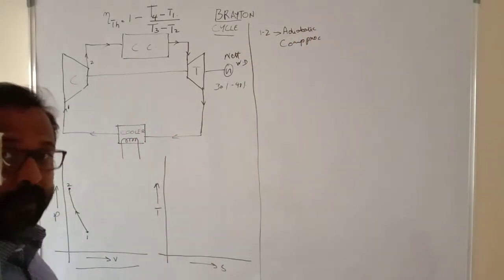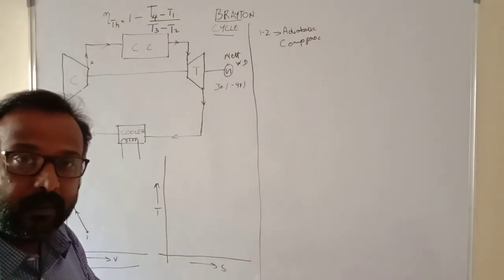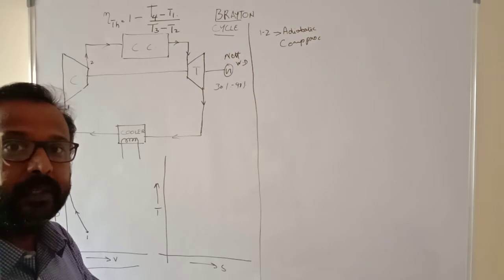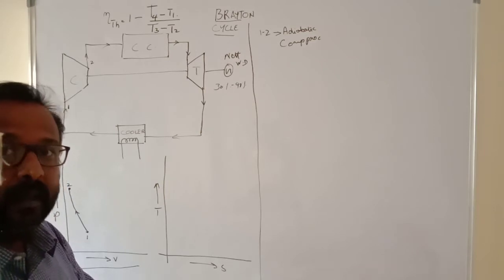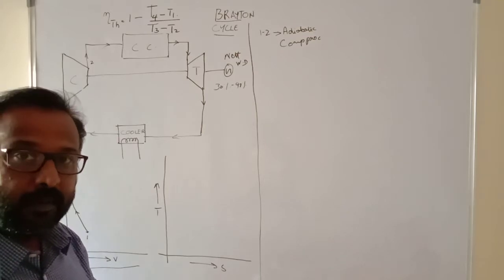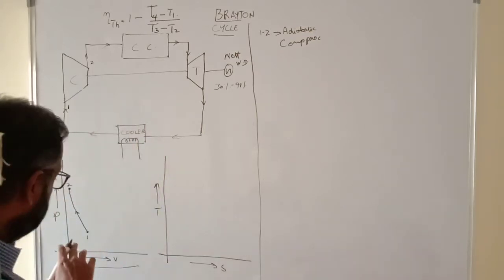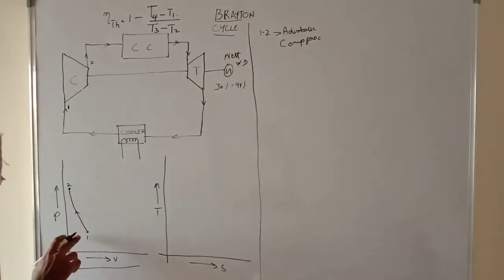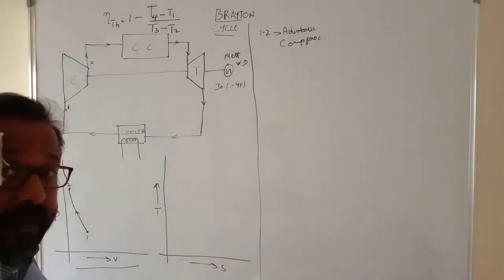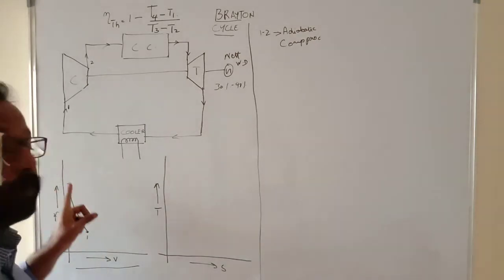I'm not going fully into the details, but let me explain. An adiabatic process is a process where there is no heat rejection or heat supply. Actually, in practical purpose, that is impossible. But for our analysis purpose, we are assuming that this process from 1 to 2 is an adiabatic process. So from 1 to 2, it is an adiabatic compression process.